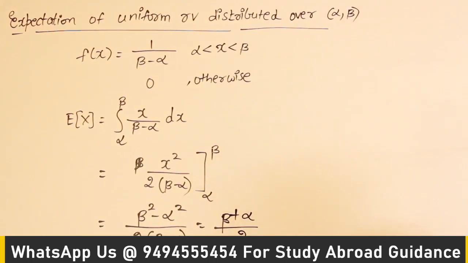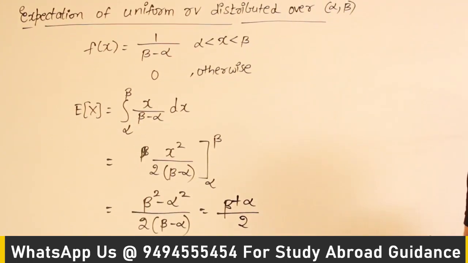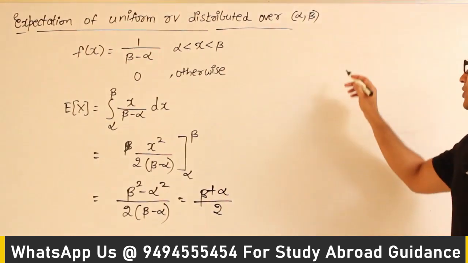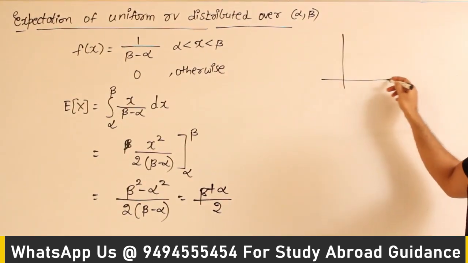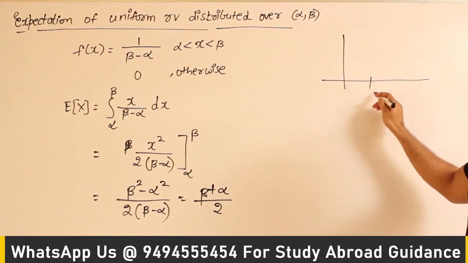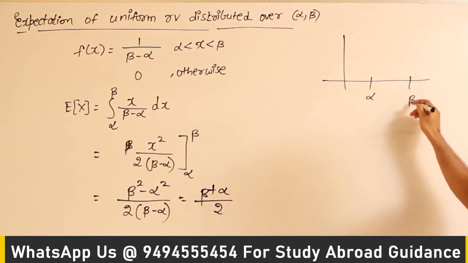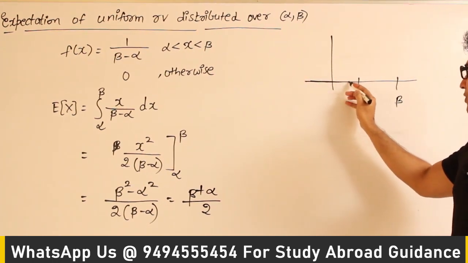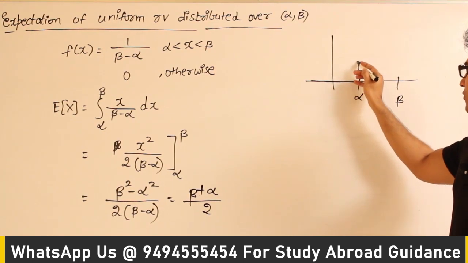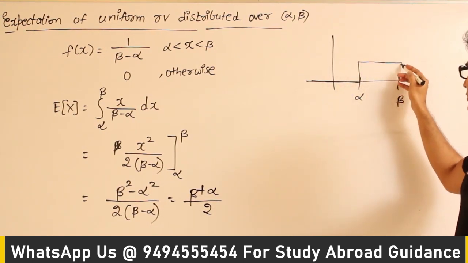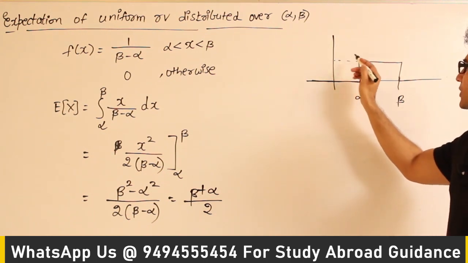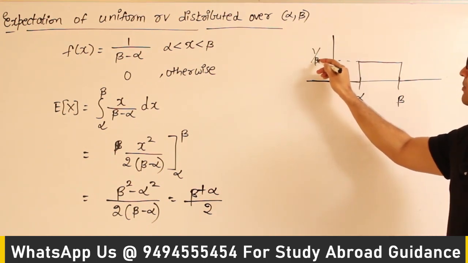Now let's see the expectation of a uniform random variable distributed over alpha to beta. You know how the uniform random variable looks. If it is alpha and if it is beta, the probability that the random variable will take any value less than alpha will be 0, and from alpha to beta it will be constant, and then after beta it will be 0. And this value will be 1 by beta minus alpha.